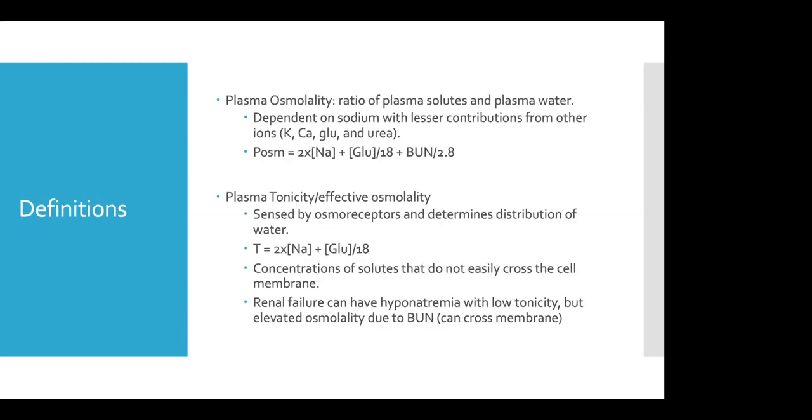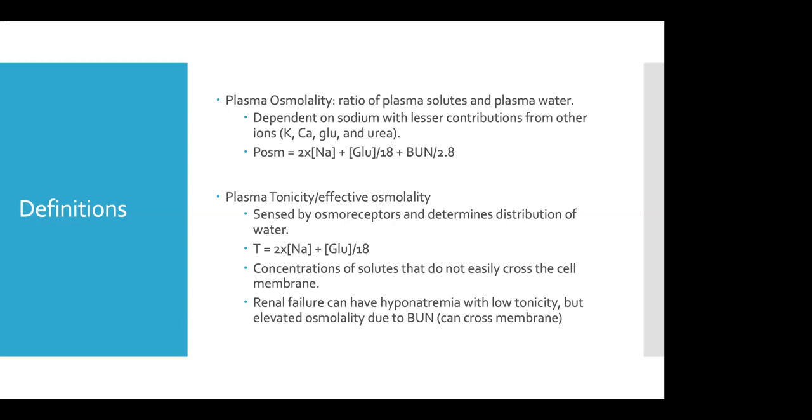Some important definitions and differentiations. Plasma osmolality, so that's the ratio of plasma solutes and plasma water. So that's mainly dependent on sodium, and then you also have some contributions from other ions, mainly glucose and BUN. So you can see the equation here. Unless your glucose or your BUN is very high, they're going to have very minimal to no effect on your plasma osmolality.